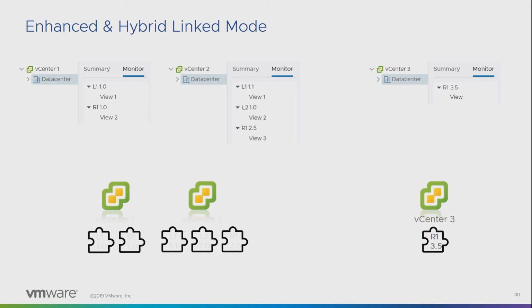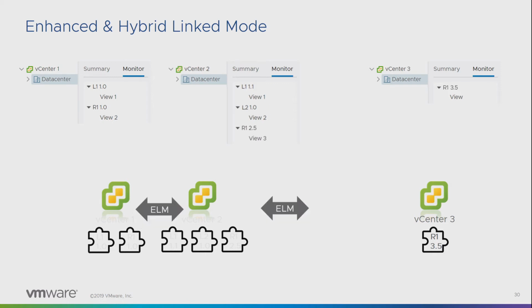So we have L1, which is one local plugin registered with 2 different versions with vCenter 1 and vCenter 2. We have L2, which is registered only with vCenter 2, and 3 different versions of a remote plugin.